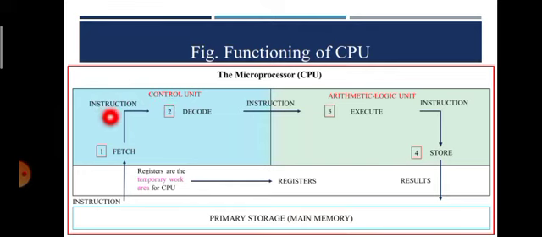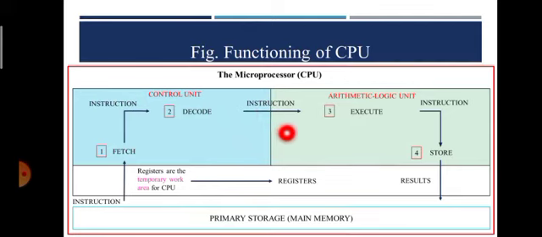You can see in the picture over here, the instruction has been fetched and it is going to the control unit. When it has come to the control unit, then the second step is to decode the instruction. Decode the instruction means the control unit will determine what kind of instruction it is, either mathematical or logical, or what kind of instruction it is. Once everything has been determined, then this instruction is moving to the next unit.